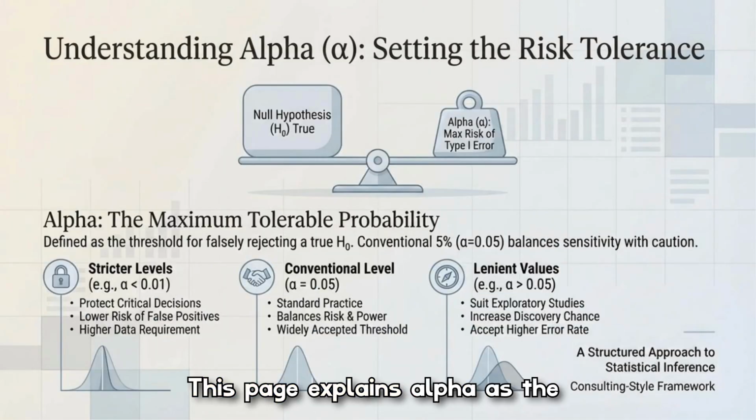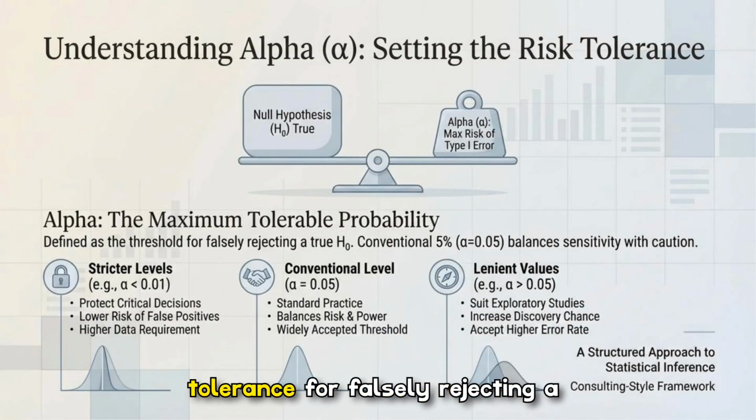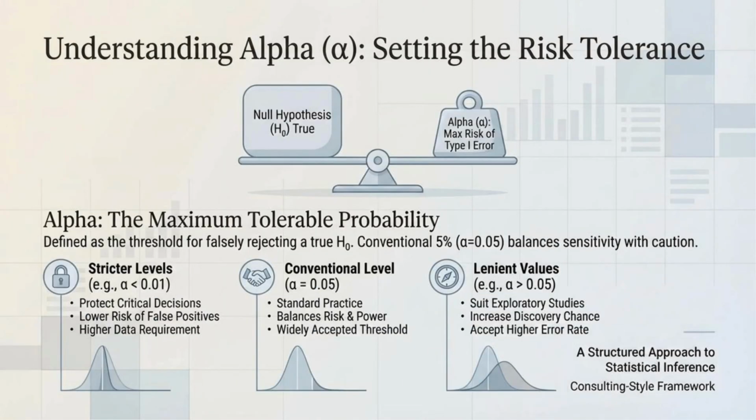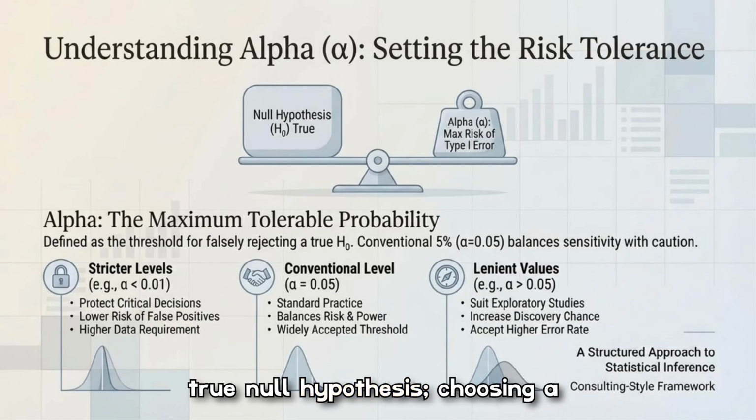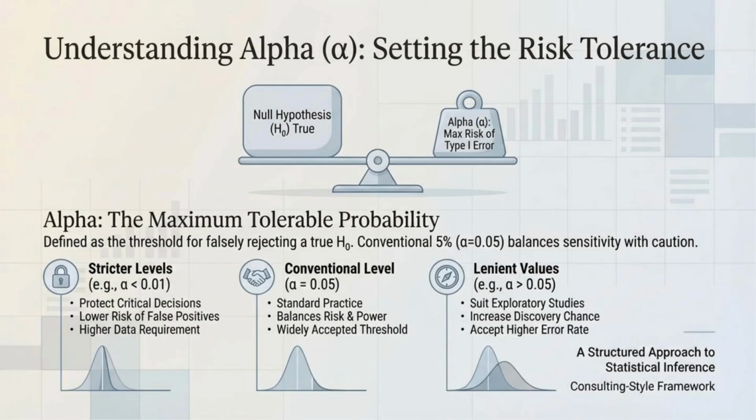This page explains alpha as the researcher's preset risk tolerance for falsely rejecting a true null hypothesis. Choosing a stricter alpha reduces false positives, but demands more evidence. The conventional 0.05 balances caution and sensitivity, and more lenient levels are sometimes used for exploratory work, where discovery is prioritized over strict error control.